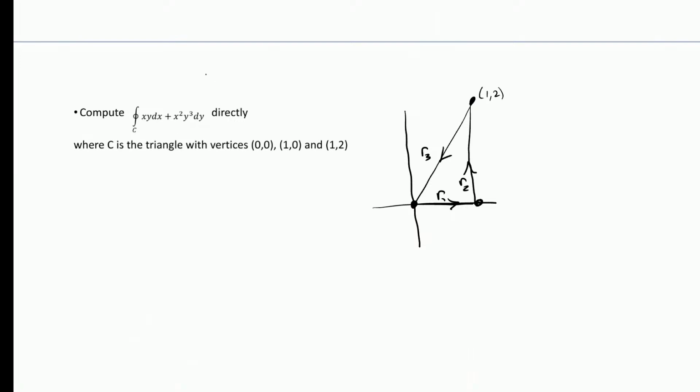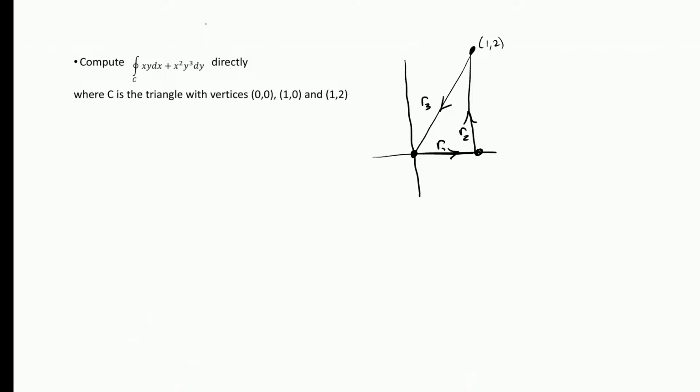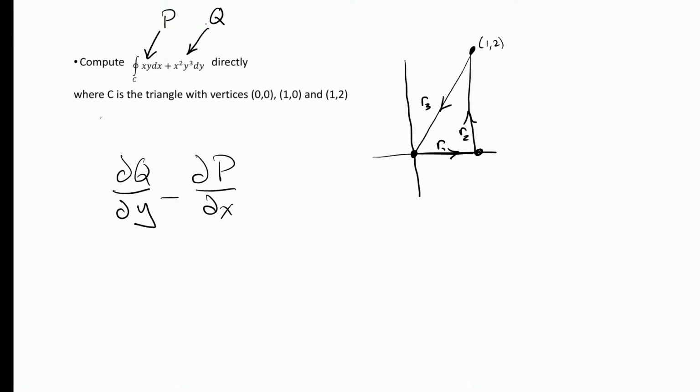Okay, so Green's theorem. What we're going to do is this thing we're going to call P, and this thing we're going to call Q. And so we're going to do the derivative of Q with respect to y and subtract off the derivative of P with respect to x. And we're going to do that integral over the entire space. So there's Green's theorem for you. You're just going to take this thing.